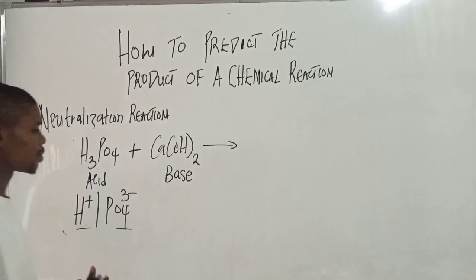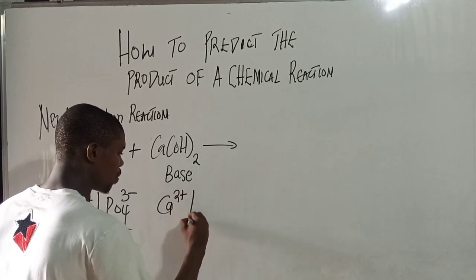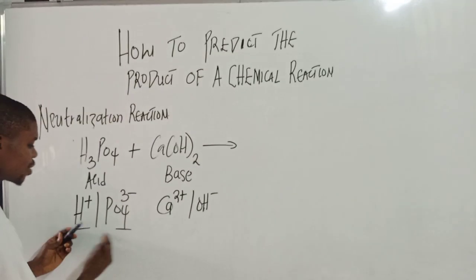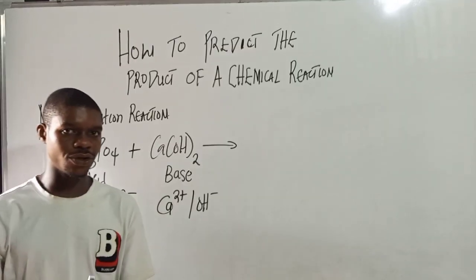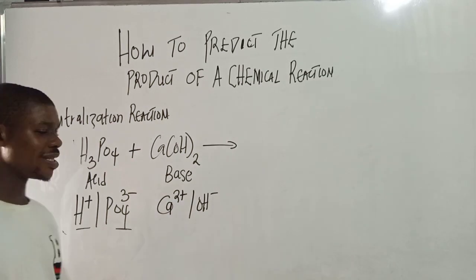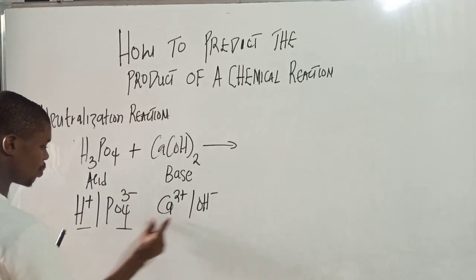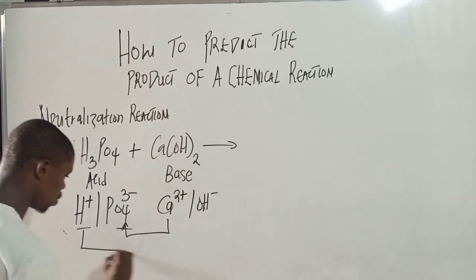The same thing here. Here we have Ca2 plus. Here we have now OH minus. So this one here makes up this one here. This one here makes up this one here. Do you understand? Now the next one to do is exchange their ions. So this guy will move to this one here. Then this one moves to this other one. So now this guy will move here, and this one move here.